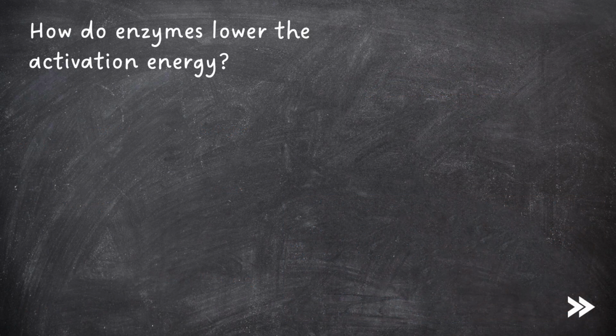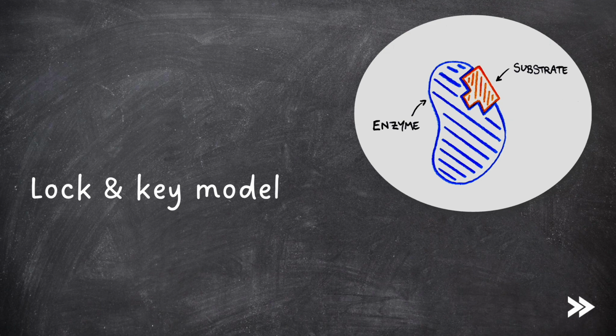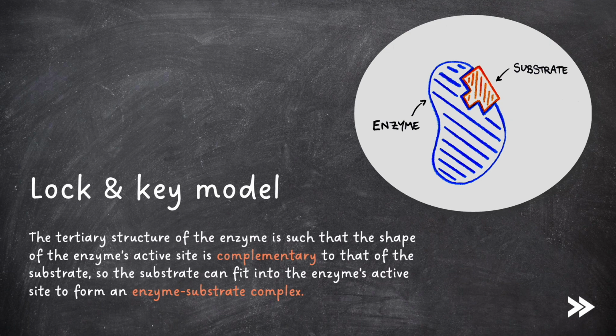So how do enzymes lower the activation energy? This is explained by the lock and key model, which you have learnt at GCSE, and the induced-fit model, which is a development on the lock and key model, which is the additional model that we'll need to learn for A-level. So just to recap the lock and key model: the tertiary structure of the enzyme is such that the shape of the enzyme's active site is complementary to that of the substrate, so the substrate can fit into the enzyme's active site to form an enzyme-substrate complex.